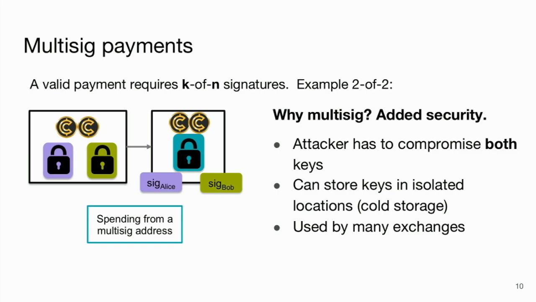So why multi-sig? Well, multi-sig gives you added security. An attacker has to compromise both keys in order to steal the money, not just one. And you can do cool things like keep the keys in very different places. For example, you could put one in cold storage on a machine that's not even connected to the internet. Multi-sig is actually used by many exchanges for security as well. So it's a pretty common technique used in cryptocurrencies.